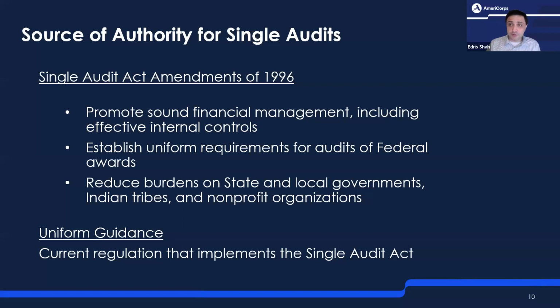And this is another reason why, for example, in the uniform guidance, those of you who are familiar with subpart F of the uniform guidance, there is specific language on the responsibilities of federal agencies as well as the auditees in the audit process, which we will look into a bit more as well. And then lastly here, the third bullet point about reducing burden on state and local governments, Indian tribes, and nonprofit organizations. Again, one of the key outcomes of having a uniform requirement meant a reduced administrative and financial strain on state and local governments and nonprofit organizations.